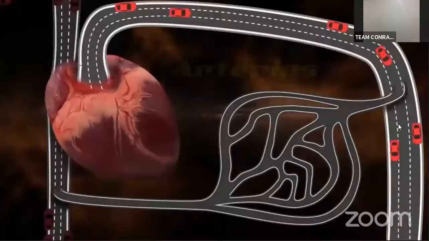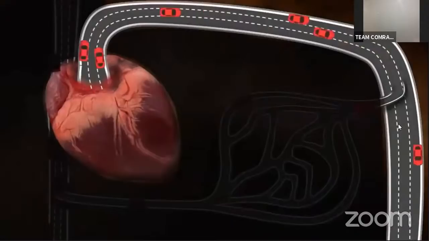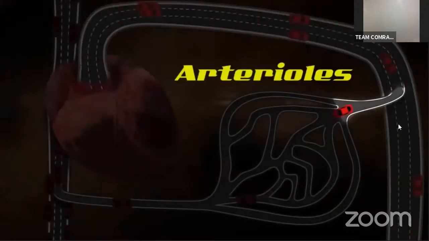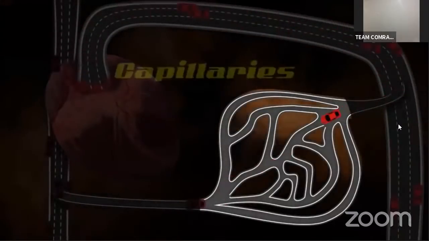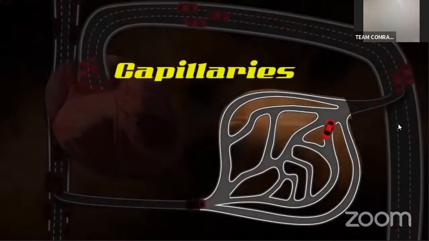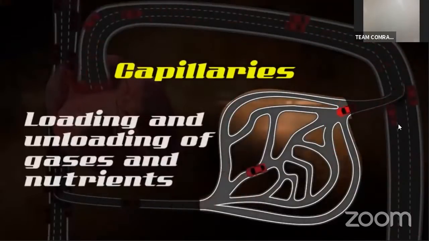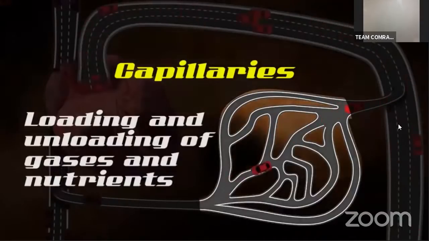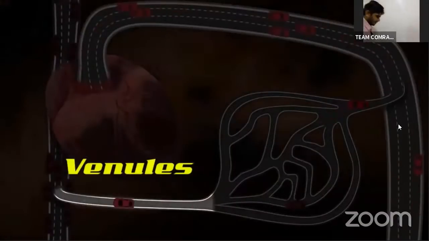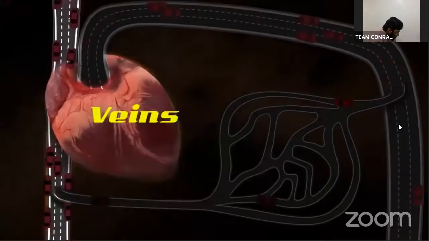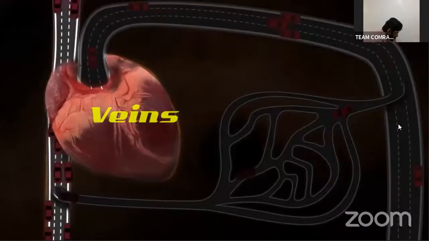Arteries are like freeways offering fast, one-way traffic moving away from the heart. Arterioles act like off-ramps from the arteries to the capillary beds. Capillaries are like neighborhood roads. This is where the loading of nutrients to the cell and unloading of waste from the cell occurs. Venules act like on-ramps from the capillary beds to the veins. Veins are also like freeways, but since they contain 60% of the total blood volume, it's more like slow-moving heavy traffic leading back to the heart.